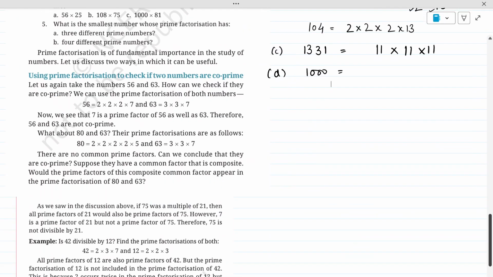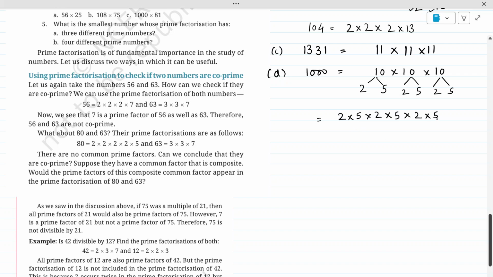I can do like this. I can write 1000 as 10 multiplied by 10 multiplied by 10, right? And then I can break it further. This will give me 2 and 5, 2 and 5, 2 and 5. So that means the factors are, I'll combine all this, 2 multiplied by 5 multiplied by 2 multiplied by 5 multiplied by 2 multiplied by 5.